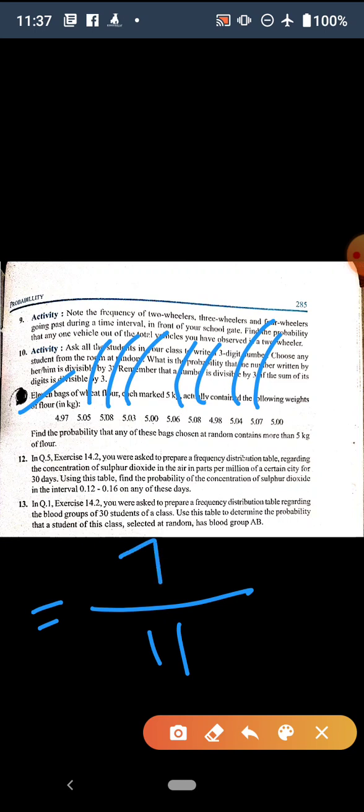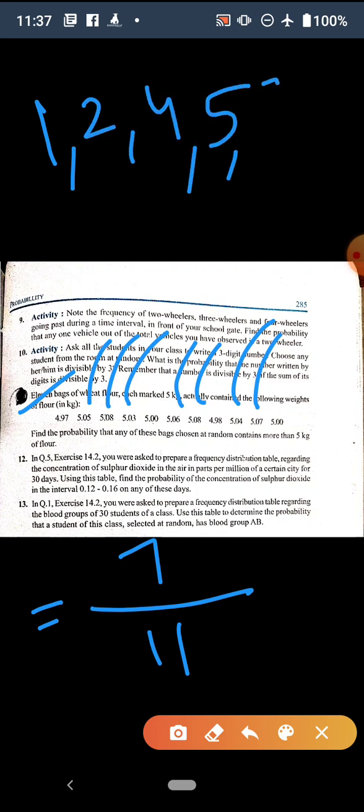You have to do these sums, whatever I taught you in the exercise, that is questions 1, 2, 4, 5, 7 and 11, in your notebook.